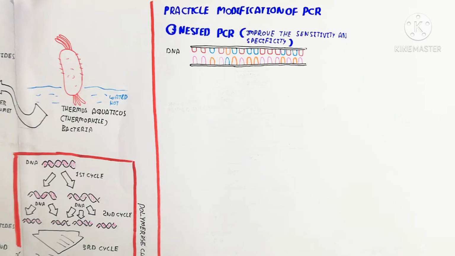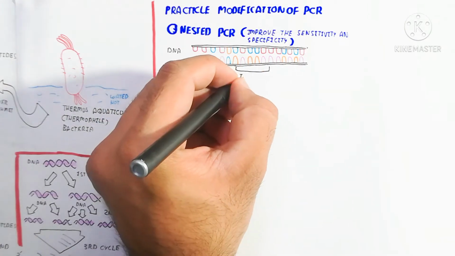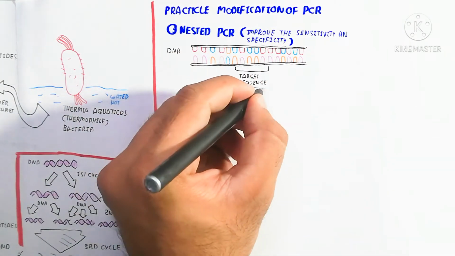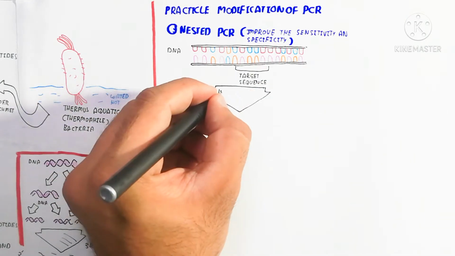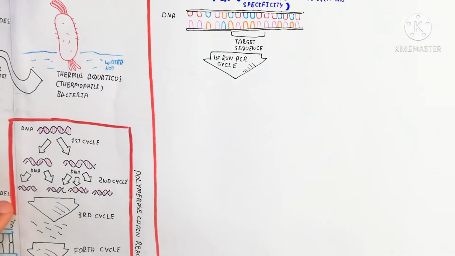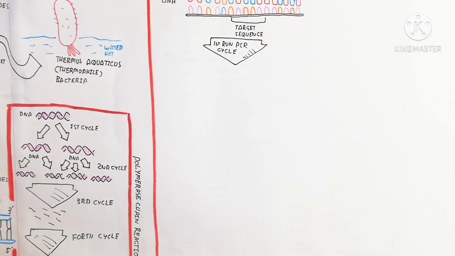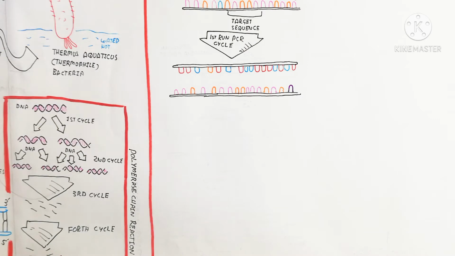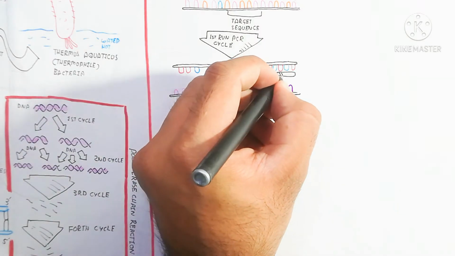So practical modifications of PCR are also used. For example, here is the DNA. Nested PCR is used to improve synthesis and specificity. So here is the DNA which contains a target sequence. The target sequence is the desired sequence. So first run a PCR cycle to produce it, but here the target sequence is not correctly read.